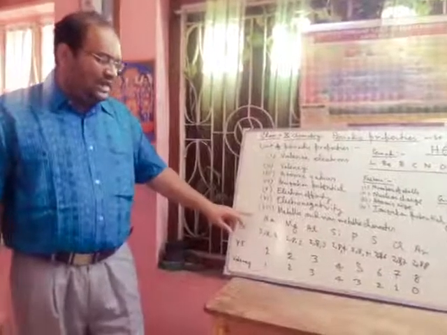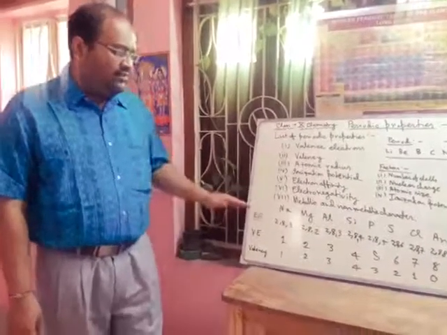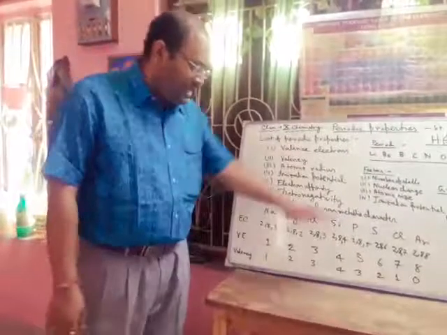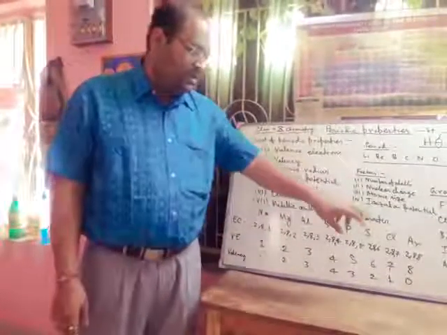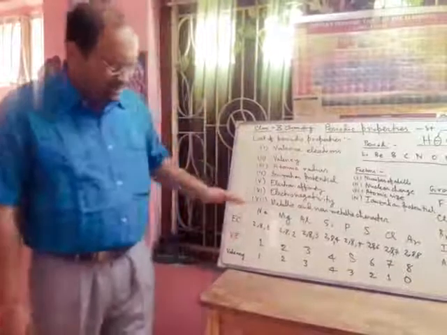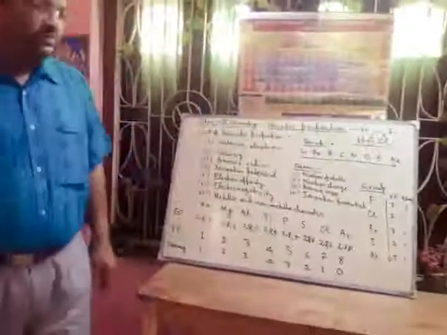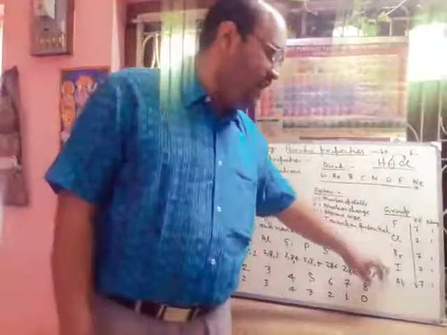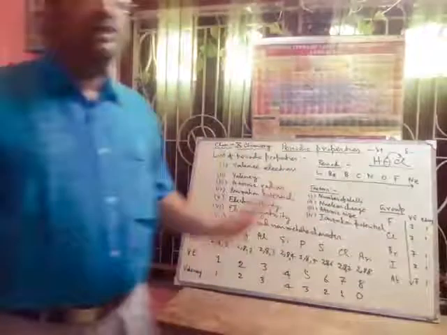Now in a period, when we are considering the electron affinity, moving from left to right, like sodium, magnesium, aluminum, silicon, phosphorus, sulfur, chlorine, electron affinity is continuously increasing as the nuclear charge is increasing. But when we are going down in a group, the electron affinity value will decrease, like fluorine, chlorine, bromine, iodine, astatine. So from fluorine to astatine, electron affinity value decreases.